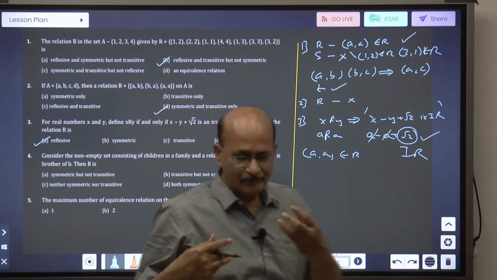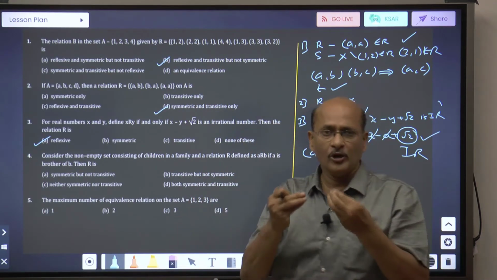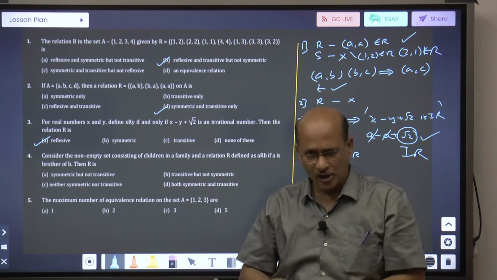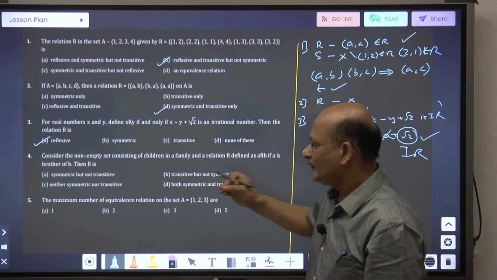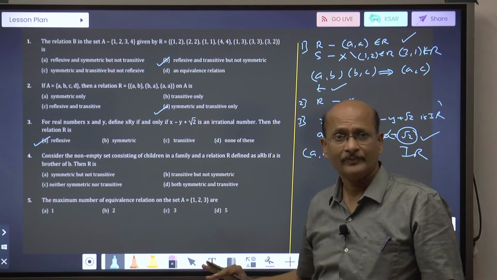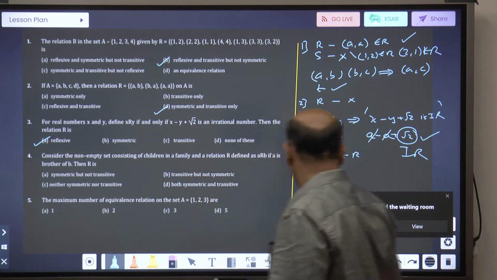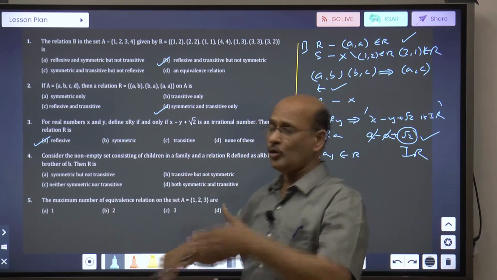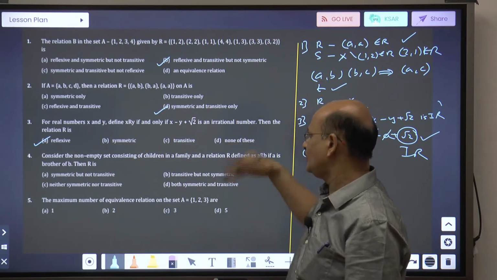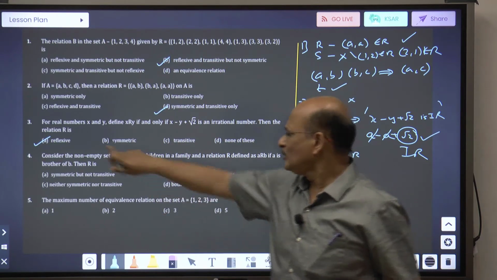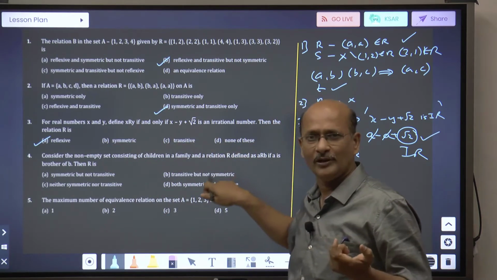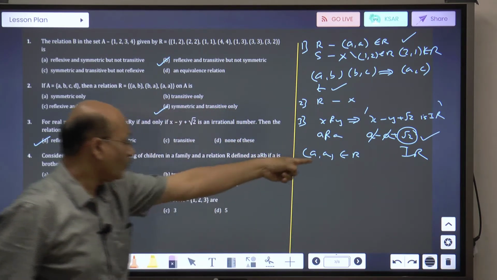So this is where you cut short your mental stress, mental tension, and at the same time definitely you save a lot of time. Otherwise, after finding it's reflexive, you will again go for symmetric, transitive, none of this. Why? Only one option is there. I hope you got this point clear, right? So I hope you understood what I did over here.